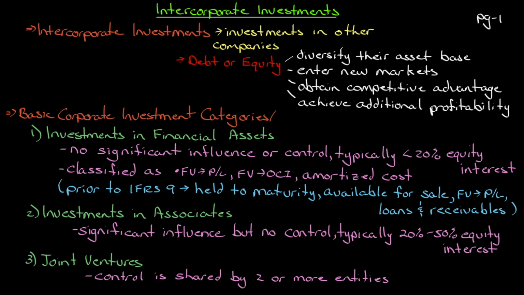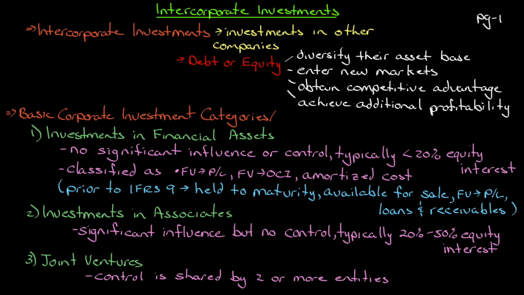Prior to IFRS 9, IFRS 9 is the current standard for dealing with investment in financial assets. Prior to that, the categories were held to maturity, available for sale, fair value to P&L, and loans and receivables. And again, we'll go through those. Second category is investment in associates. Here we go from no influence and no control to influence but no control, typically 20 to 50% equity interest.